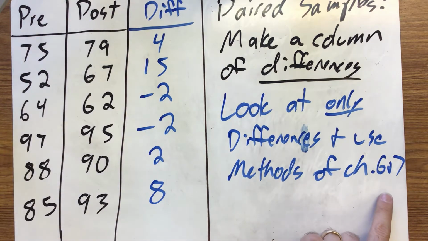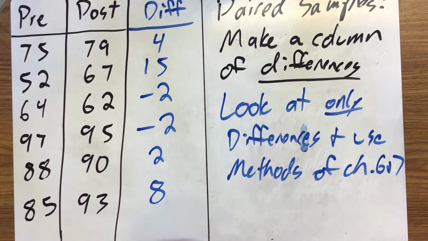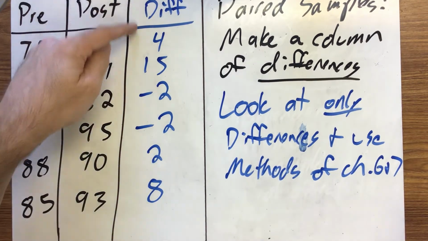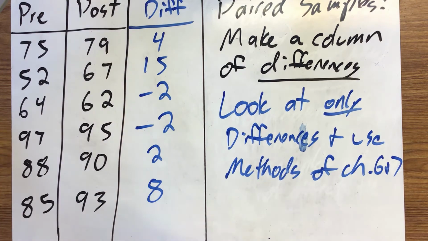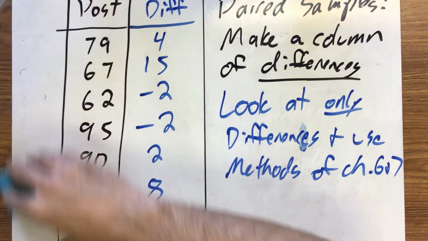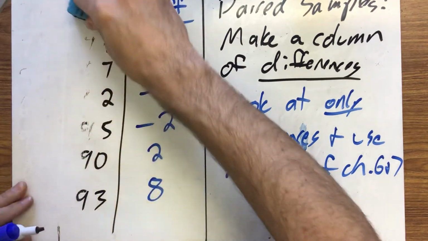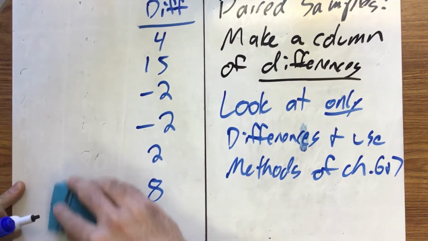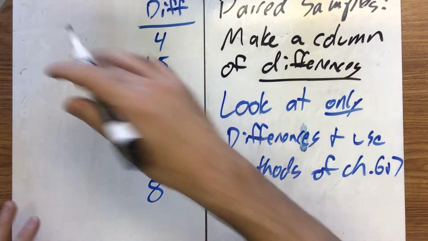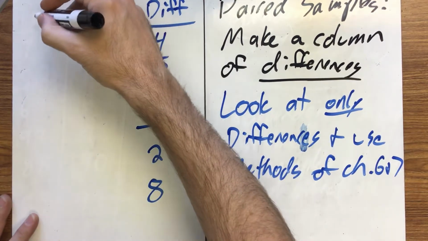If we want to do a hypothesis test, we go to chapter 7 and ask how did we do a hypothesis test in chapter 7, and we do the exact same method but only with this column of differences. These two columns right here are completely ignored. So I'm going to erase them because we are not going to use them again for the rest of the problem. Okay, so let's go to this part A. Let's go to this first section where we're asked to do a hypothesis test.